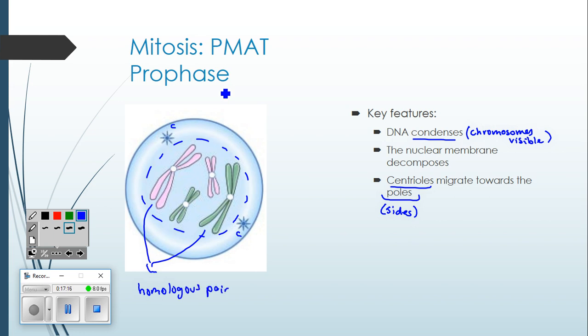They have the same length, same centromere position. Now one's green and one's pink, to try to illustrate that one of them came from the organism's mother and the other came from the organism's father. So they're not identical, but they have the same size, same centromere position, and they would have the same banding pattern.